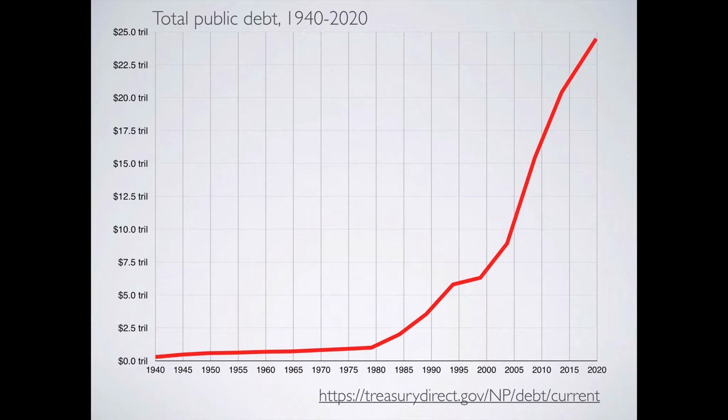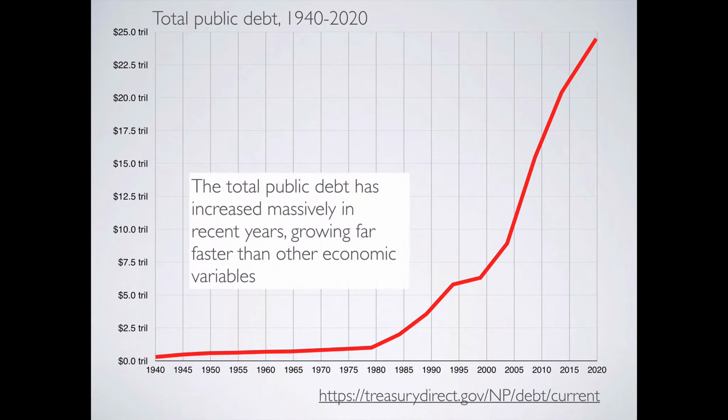All right, so we can see here that the total public debt has increased massively in recent years. It's growing far faster than other economic variables, things like economic growth, inflation, stuff like that. If the debt was growing at the rate of inflation, that wouldn't be so bad. I mean, that's basically like staying the same. If it was growing even at the same rate as the economy was growing, again, not so bad. But what we see is it's growing far, far faster than that.